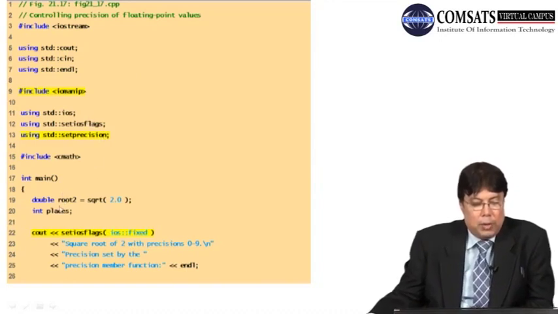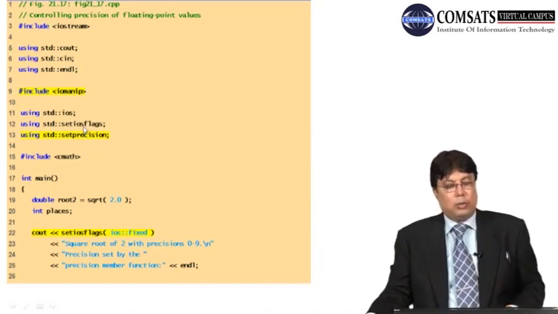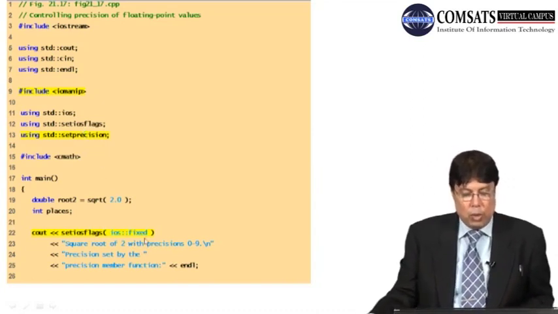In this example we have double root2 equal to square root of 2.0, and integer places is the number of places. We can set IO flags. We can also set the IO flag with ios, which is the function that we want to use. Set IO flag, that we have defined here, up to a fixed number. Later on we'll show you how we can change that. Square root of 2 with precision of 0 to 9.